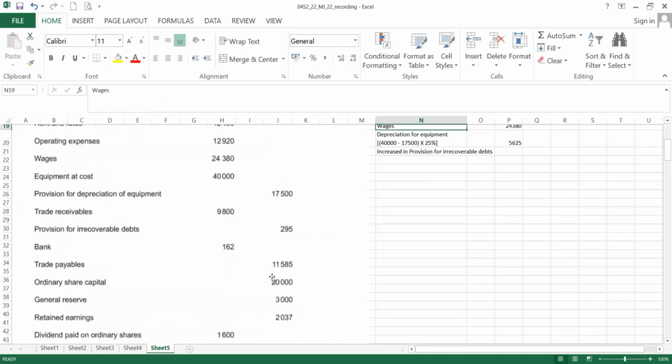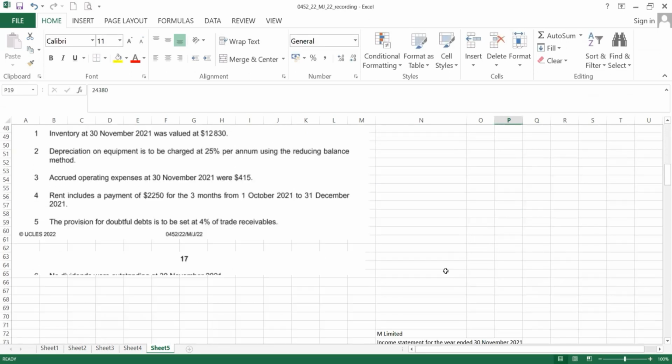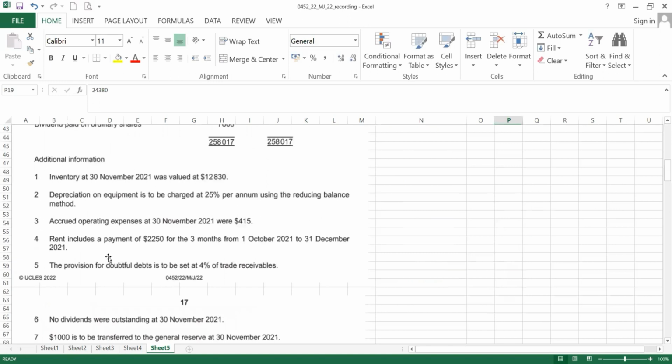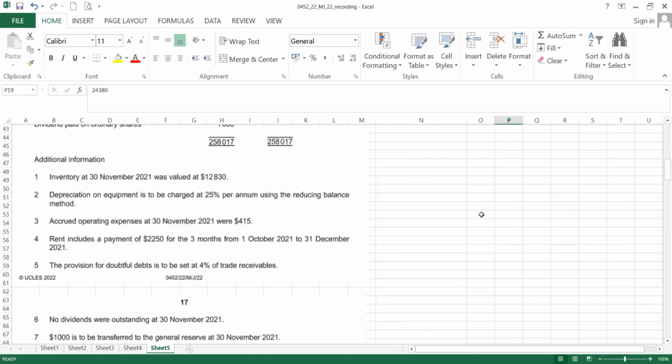So we have to plus 415. End of the year accrued, we have to plus 415. Okay, now next is that the rate includes the payment for 3 months from October to 31st December. Our financial year end is 30th November. That means there's a 1 month prepaid for it, which is the December month. So we have to minus.